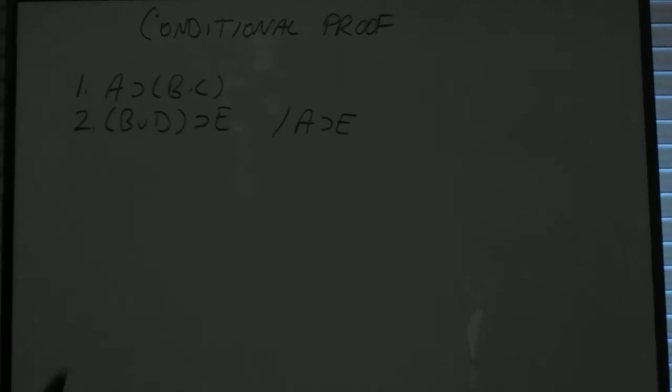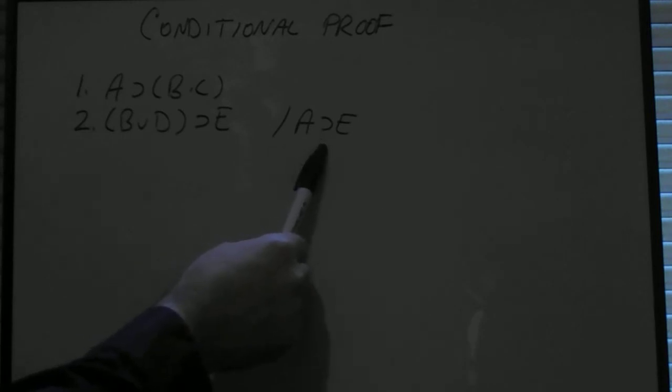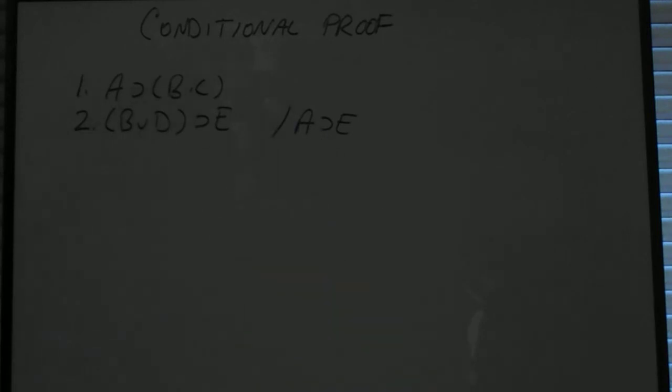Now, if we look at the problem on the board here, we have if A, then B and C. B or D, then E, therefore A, then E. And the basic idea here, of course, like always, is to take the premises that are presented to us and try to yield the conclusion. Now, many times with these problems, there is a simpler way of doing it, and as I showed you last time, I always prefer the simpler solutions.